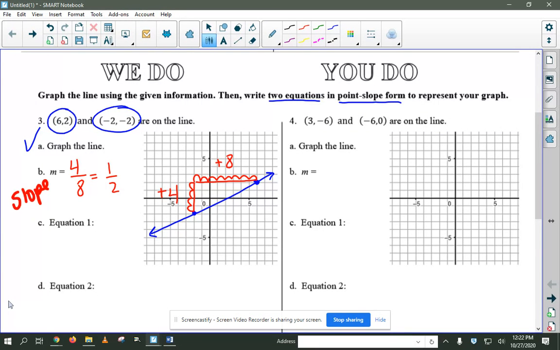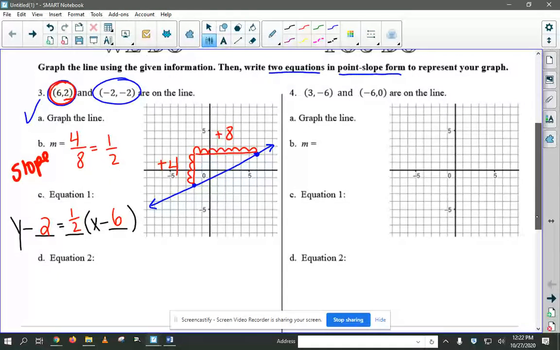So I'm actually going to use this first point of 6, 2 and my slope to fill out that first equation. And what I like to do is fill in that skeleton piece. I'm going to have y minus that y coordinate equals my slope, parentheses, x minus the x coordinate. And then I'm going to fill those pieces in. So y minus the y coordinate, well, my y coordinate was 2, equals my slope, which was 1/2, times x minus my x coordinate, which was 6.